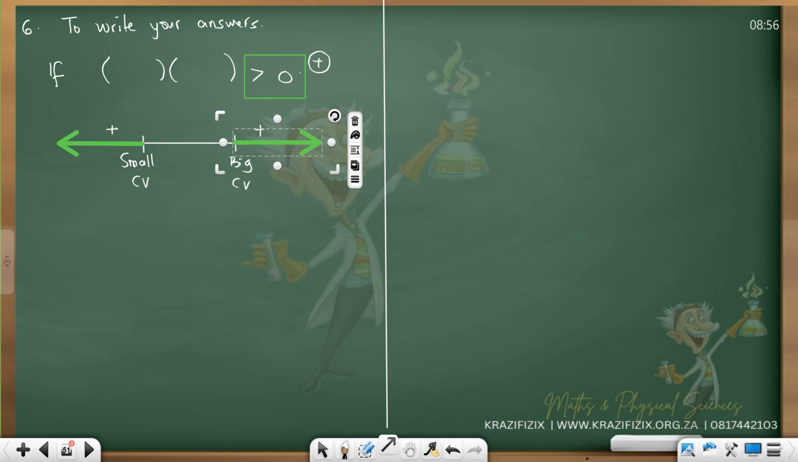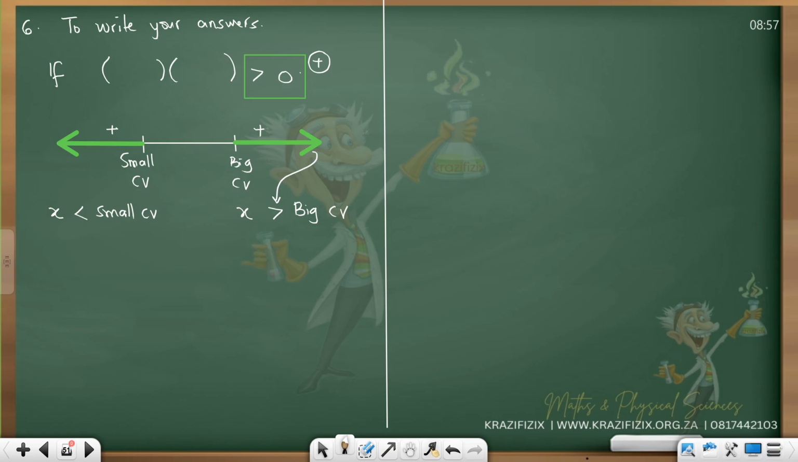We're moving in opposite directions. So x would be less than the small CV, or x would be greater than the big CV. Look at my arrows there. That forms my inequality sign. This is why it is important that we write it in standard form. Once you follow the standard rules, inequality becomes very easy. A lot of people struggle with this, and that is not right.